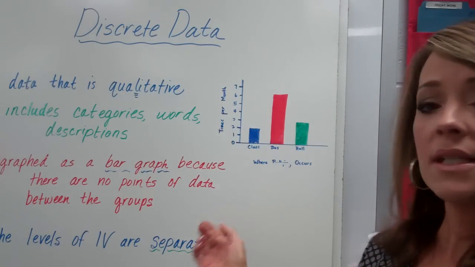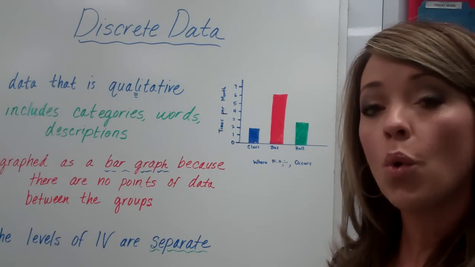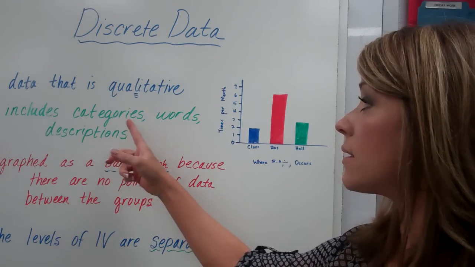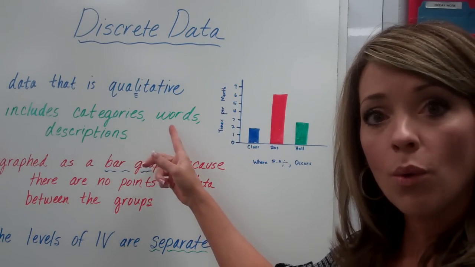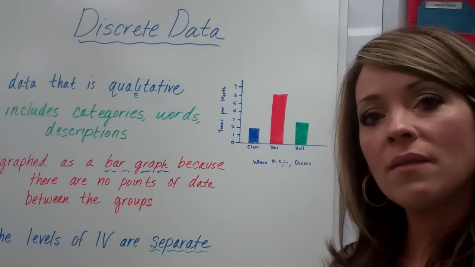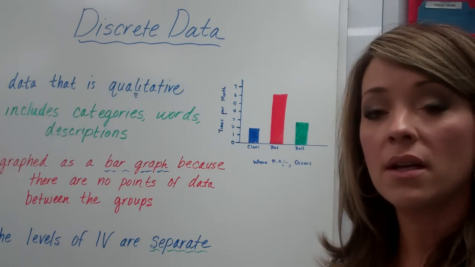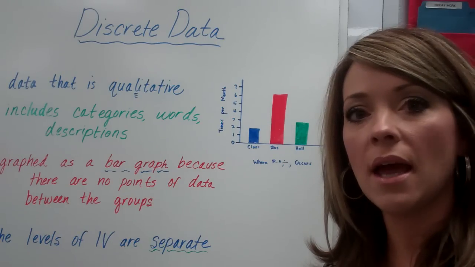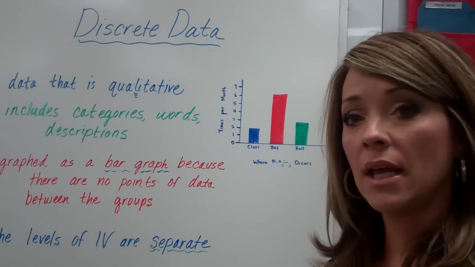Okay, so discrete data is going to be any kind of data that is qualitative. So if it is including a category, words, or descriptions, it's going to be discrete data. When you have discrete data, you're always going to graph that as a bar graph because the idea is to have the graph match your data.